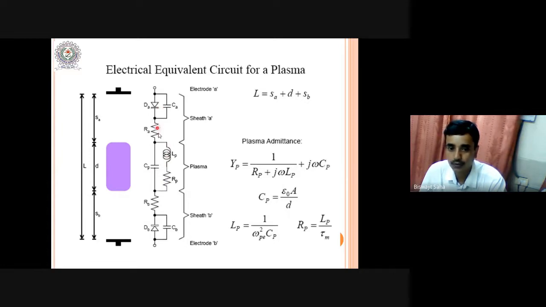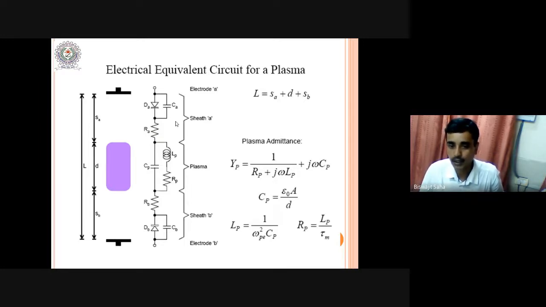Similarly, the sheath region can also be described by a diode, because you know the electrons, being a lighter particle, will be collected faster, so it will show a unidirectional current, just like a diode. The electrons will be allowed to move, but the ions, being heavier, will move very slowly. They will produce a minor current, where the major current will be due to the electrons. So this part can be explained by inserting an equivalent diode behavior and the capacitance due to the presence of the ions and effective resistance.